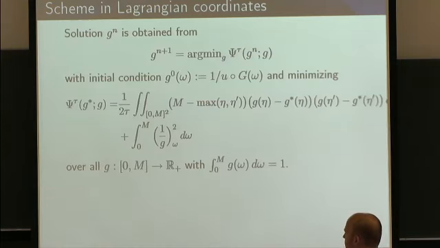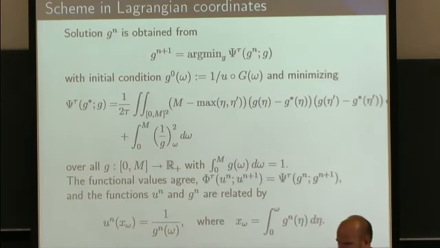So you must remember we have switched to the Lagrangian coordinates. We're not on the interval 0, 1 anymore, but from 0 to mass m. And also we have to satisfy this mass constraint. So if I sum up all the mass, then I get the whole interval of length 1. Also, it can be seen that the functional values of the original and the transformed problem just coincide. And when we have, by our numerical method, found some g^n, we can recover the u^n, which we are interested in, by this reconstruction formula.